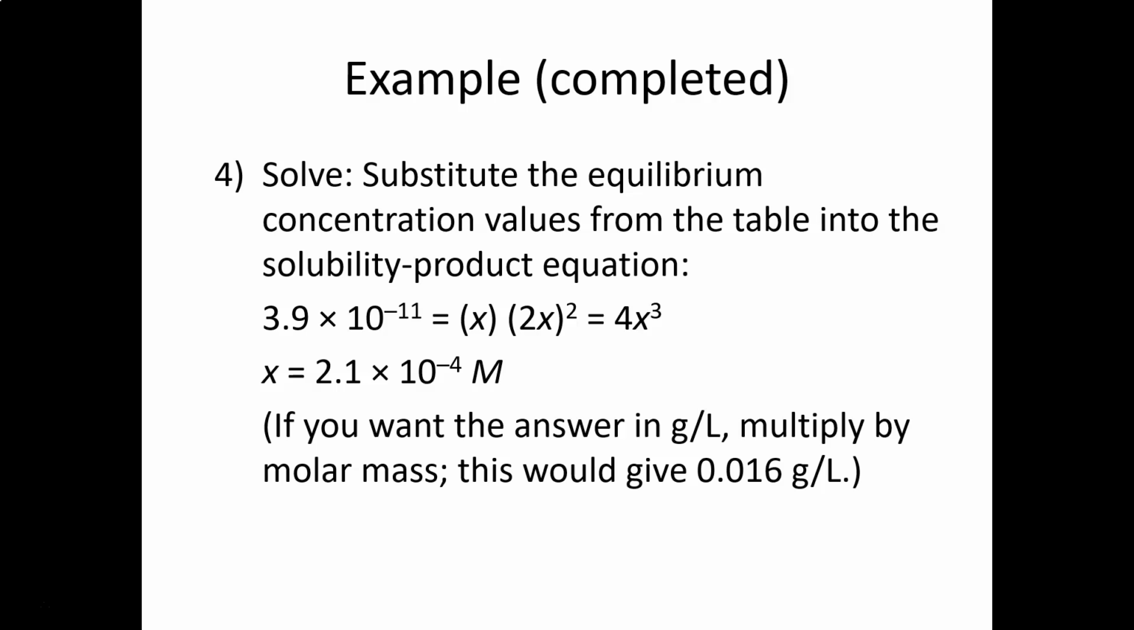Solving for x, we find that we have a 2.1 times 10 to the minus 4th molar solution. That is, the molar solubility for this is 2.1 times 10 to the minus 4th, or 0.21 millimolar. In terms of grams, all we have to do is multiply this by the molar mass, and we find that the solubility is approximately 16 milligrams per liter of water.